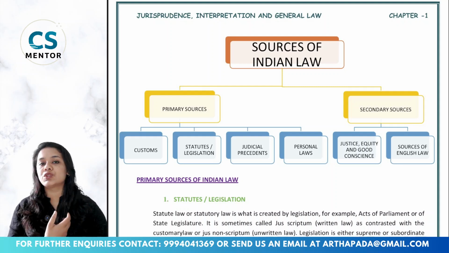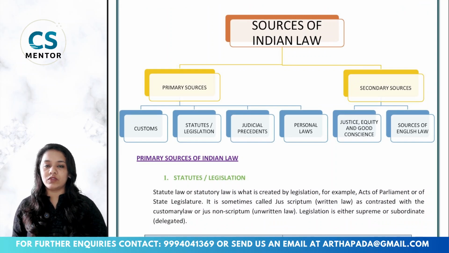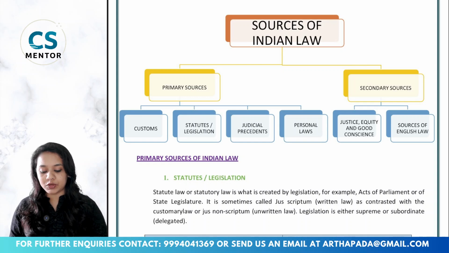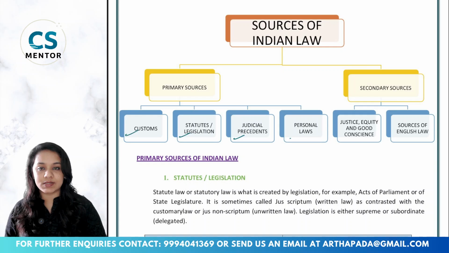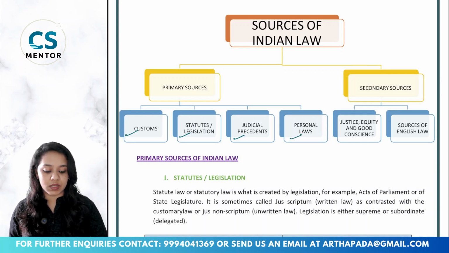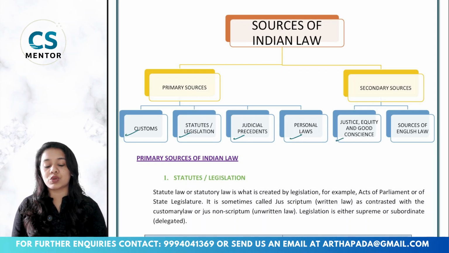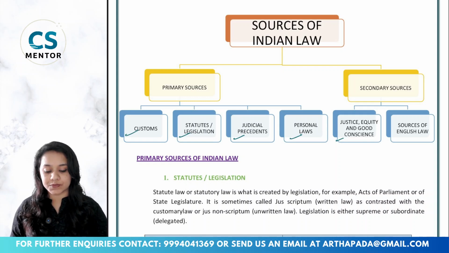Now, if you have to look at the sources of Indian law, you can see the flow chart in front of you. We have the primary sources and then we have the secondary sources. In the primary sources, we have customs, statutes and legislation, judicial precedents, and personal laws. In the secondary sources, we have justice, equity, and good conscience, and sources of English law. Now, we will be breaking these down into primary sources and secondary sources.